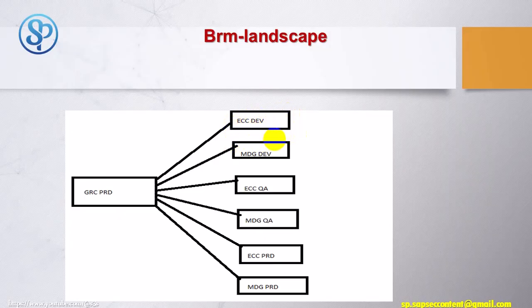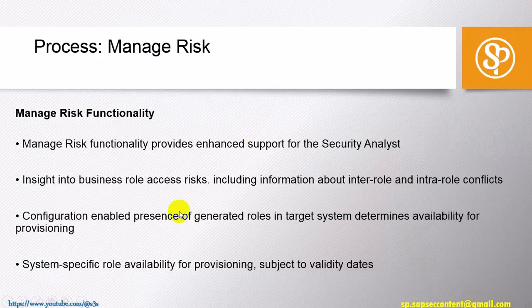Once that is completed, the request will trigger to approval in the GRC system. But the core authorization maintenance and everything will be performed on the ECC development system only. That is what is explained here.